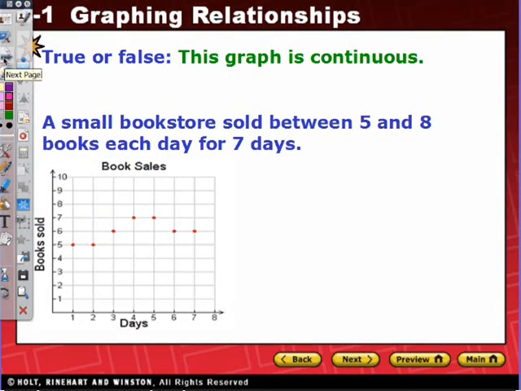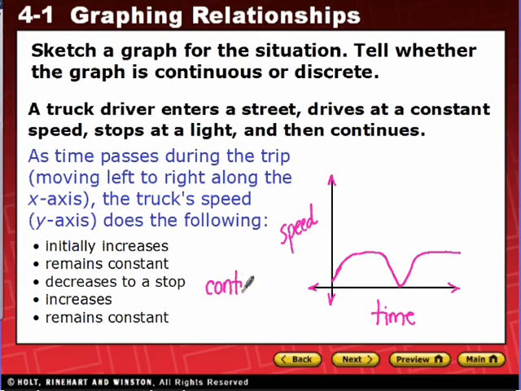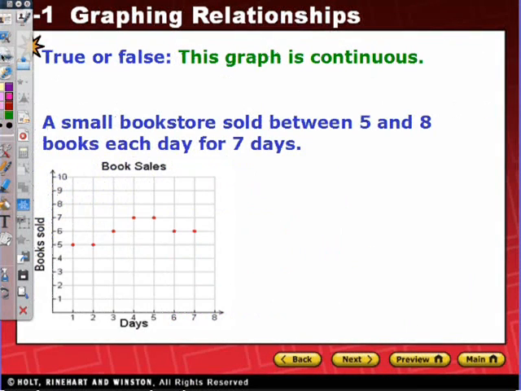Oh, we forgot. Is it discrete or continuous? Let's go back. It is continuous because we can measure his speed very precisely if we wanted to, and time is also something that we can measure continuously. So that would be a continuous graph. Now on to the next one.